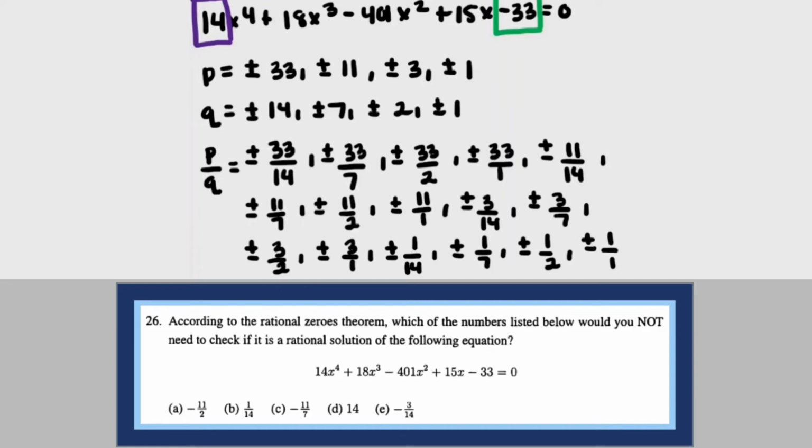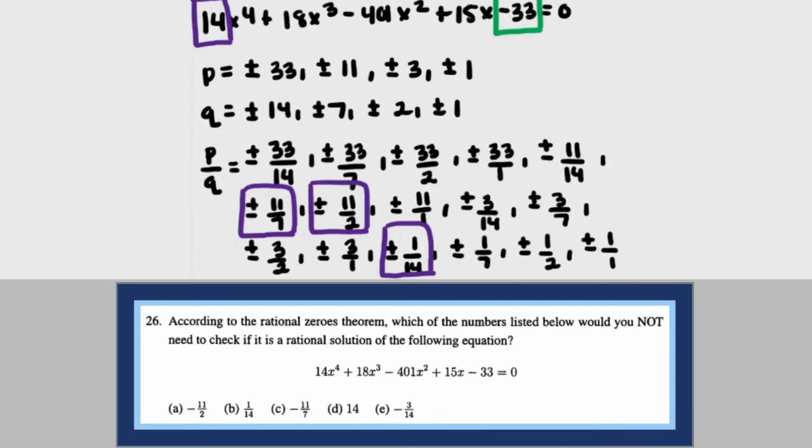So if we look at the answer choices, the first one, A, says negative 11 over 2. If you look right here, we have our 11 over 2, which says plus or minus 11 over 2. So negative 11 over 2 is included in that solution. For B, it says 1 over 14. If you look right here, we also do have plus or minus 1 over 14. So that's not it. For C, it says negative 11 over 7. So if you look, we do have a negative 11 over 7, which is right here. It's plus or minus 11 over 7.